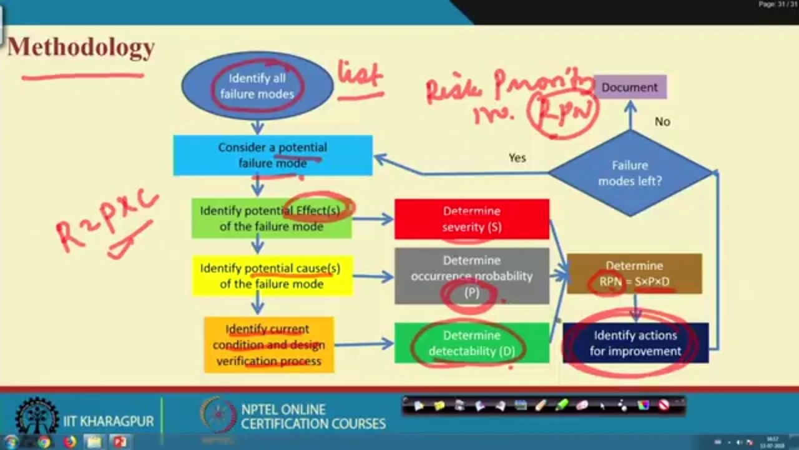And then for every failure mode, you ask whether any other failure mode is left. If yes, take the next one and repeat this process; if no, document this. What the FMEA documentation is, that also we will discuss in the next class. So this is the methodology, or in other words, failure mode and effect analysis. I am not giving you any example of calculations, but we will be discussing those in the next class. Failure mode and effect analysis is a very useful hazard identification technique, used almost everywhere, but more suited to equipment or machinery related failure. It is comparable to other analyses like HAZOP.